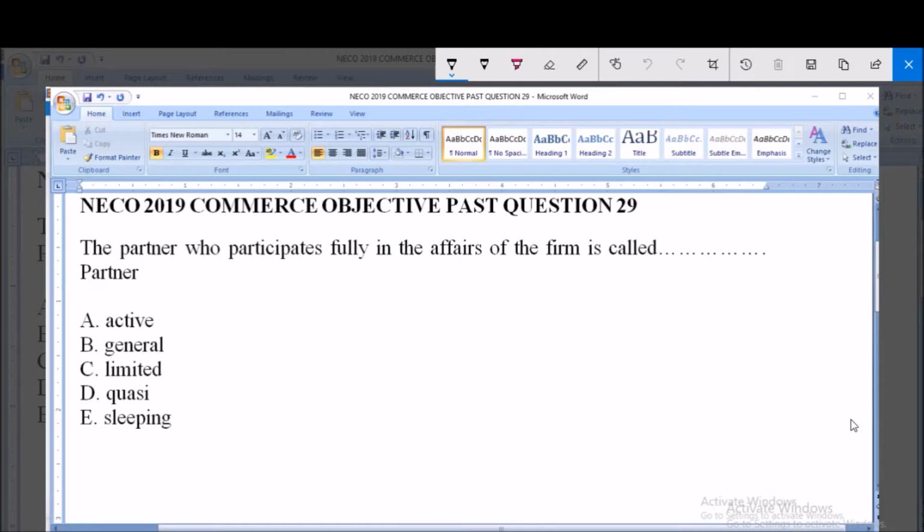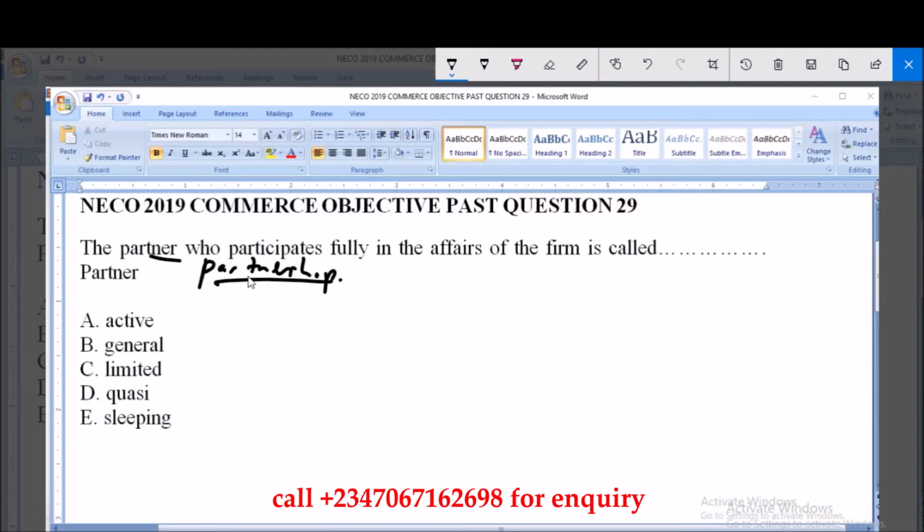The partner who participates fully in the affairs of the firm is called dash partner. A. Active, B. General, C. Limited, D. Quasi, E. Sleeping. So we're looking at partnership, and we're looking at the various types of partners. So let's see the one which can be described as a partner who participates fully in the affairs of the firm.